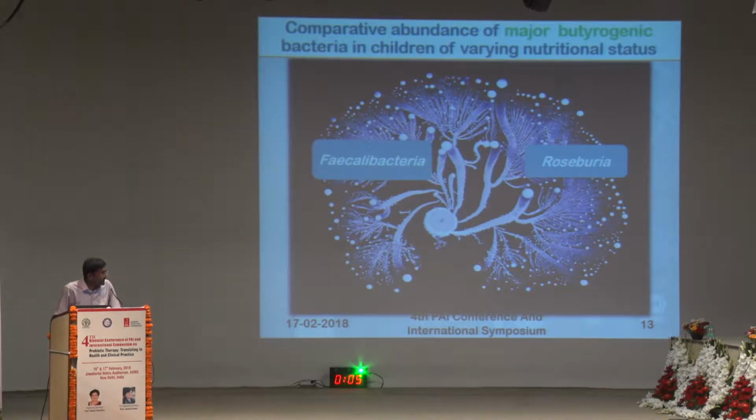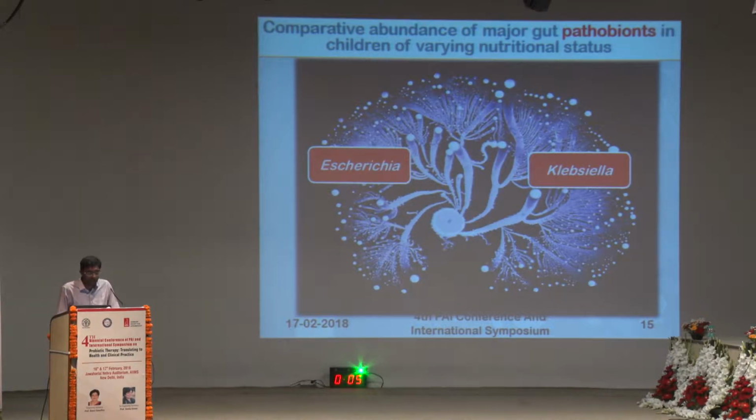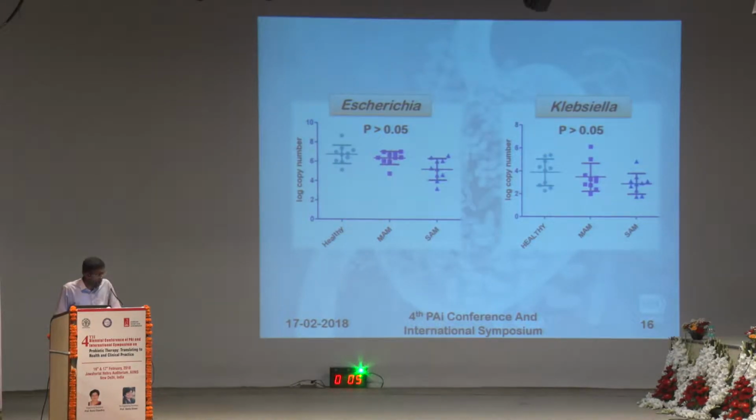Coming to the major butyrogenic genera of bacteria, that is Faecalibacteria and Roseburia, the following trends were observed. We found a non-significant increase in the numbers of both Roseburia and Faecalibacteria with a gradual decline in the nutritional status. The pathogenic genera of Escherichia and Klebsiella showed again a non-significant decrease in the numbers with a gradual decline in the nutritional status.